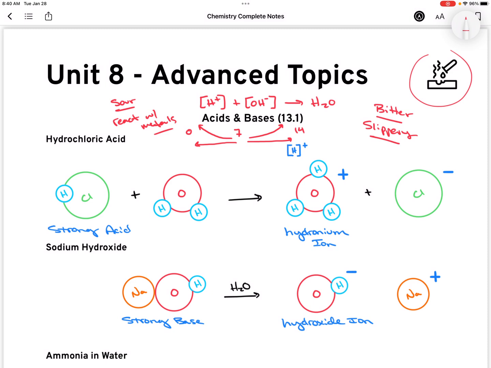Basically at 7, you're working with something like water. If it's neutral, if it's just pure water, you're working with a value of 7. With pH, the power of hydrogen, less than 7 you're working with an acid, and if it's higher than 7 up to 14, you're working with a base.